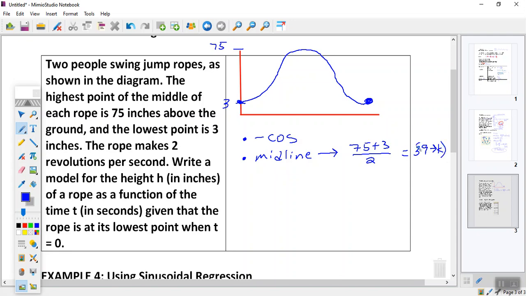Okay. You guys buying what I'm selling so far? So if this is my midline right here in the middle, kids, this value is at y equals 39, or k equals 39, if you will. How far above and how far below to get to this point and your maximum? 36. So the amplitude would have to be what then? 36.